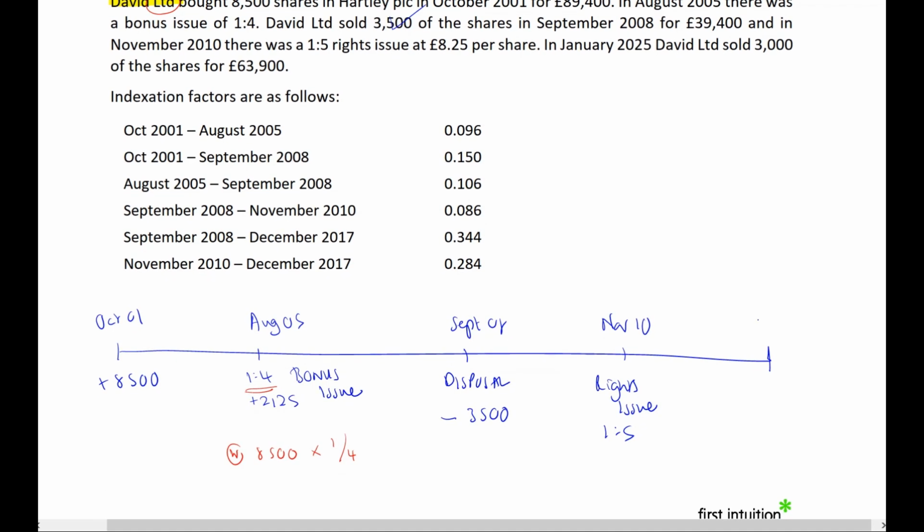Back to that. And then in January 2025, there was a sale again, a disposal of 3,000 shares. Come back to that rights issue just now. In terms of the disposals, there was the disposal in September 08 and there's a disposal now. It's only the disposal in my current tax year that I'm going to be interested in generally within these questions, and I was asked to just deal with the share pool. So I'm not actually doing the gains computation in this first part, I'm just doing the share pool.